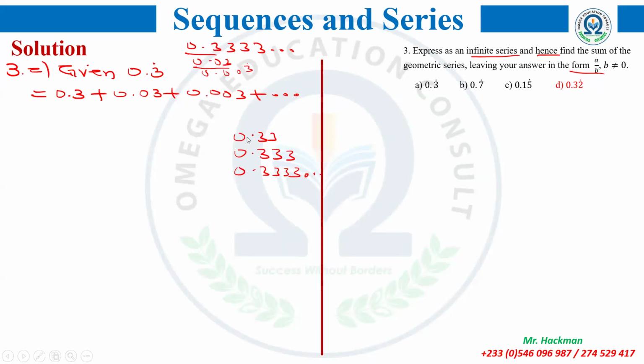So are you fine? Yes. So you just need to know the pattern here, that is all. I'm giving you the trick, that's all. So it means if I gave you 0.5 recurring, then it will be 0.5 plus 0.05 plus 0.005. It's only one number recurring. So that's how you write it.